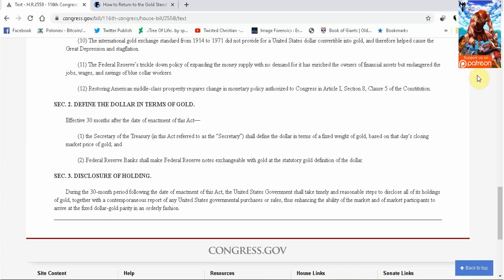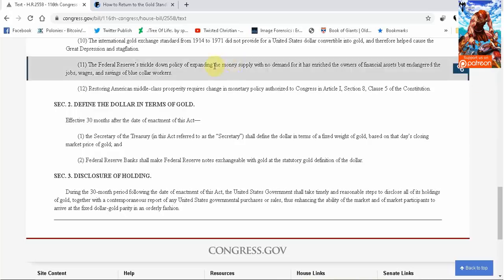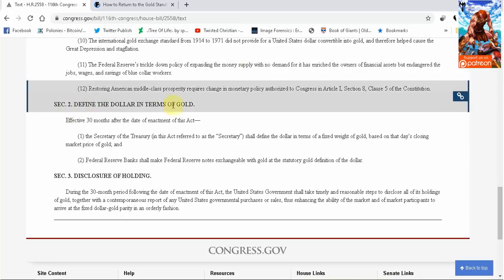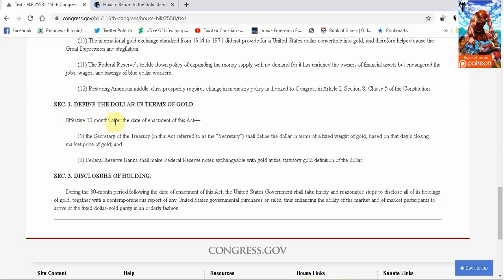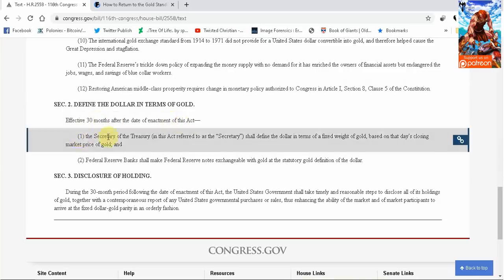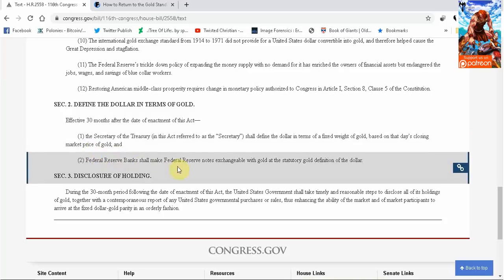One of the things I see in here, and how it relates to the dinar RV and our fiat system, is in Section 2, define the dollar in terms of gold. Effective 30 months after the date of enactment of this act, the Secretary of Treasury, referred to in this act as the Secretary, shall define the dollar in terms of a fixed weight of gold, based on that day's closing market price of gold, and the Federal Reserve Bank shall make Federal Reserve notes exchangeable with gold at the statutory gold definition of the dollar.